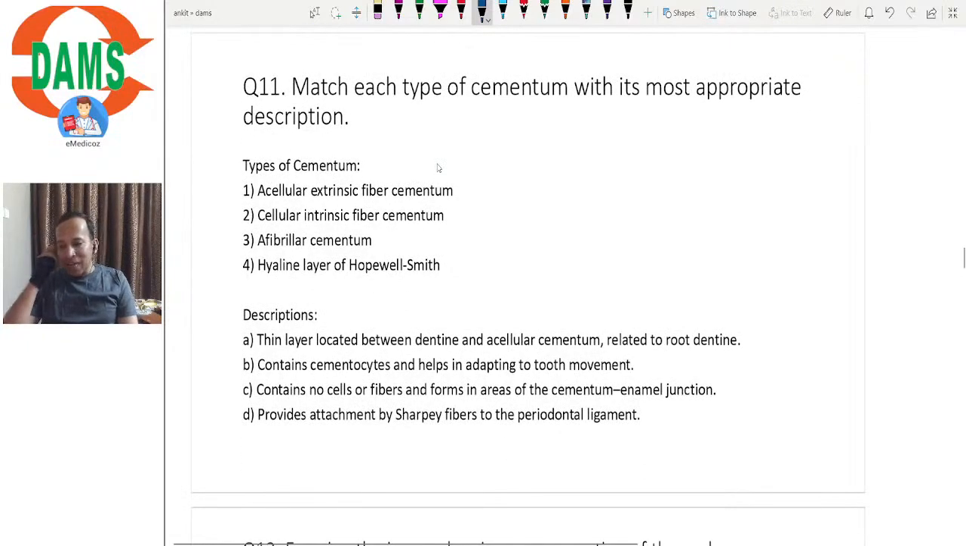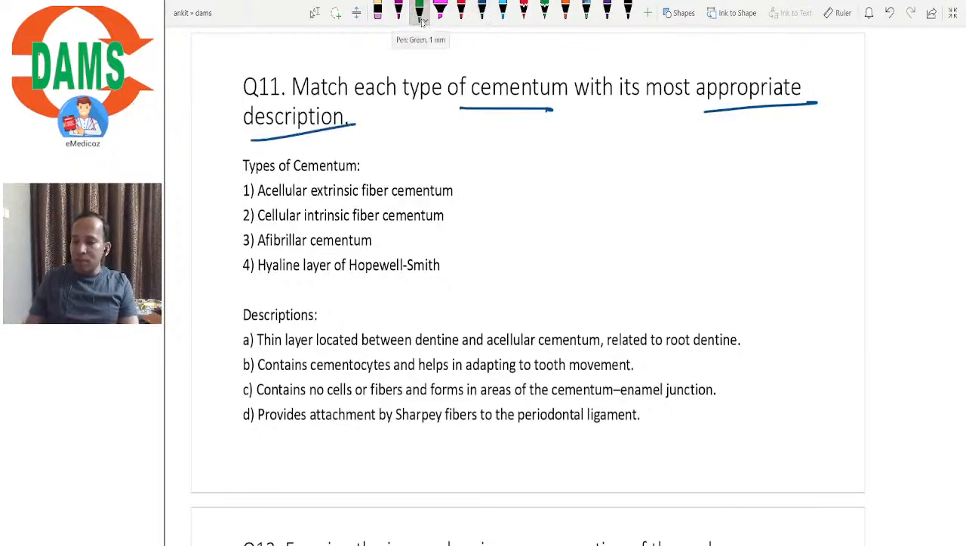Next question, again we have a match the following type, match the two groups. Match each type of cementum with its most appropriate description. ठीक है? So we have different types of cementum here: acellular extrinsic fiber, cellular intrinsic fiber, afibrillar cementum, and hyaline layer of Hopewell Smith. So I think I have taught all of these different types of cementum in class, so you can easily answer. Let's go with the first option, that is acellular extrinsic fiber cementum.